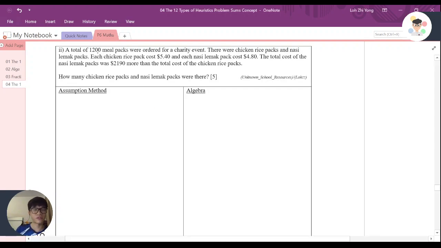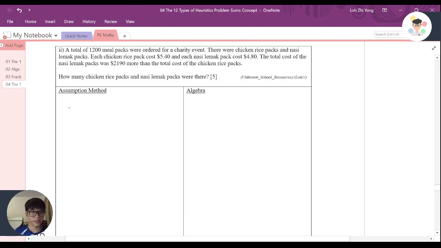A total of 1,200 meal packs were ordered for a charity event. There were chicken rice packs and nasi lemak packs. Each chicken rice pack costs $5.40 and each nasi lemak pack costs $4.80. The total cost of the nasi lemak packs was $2,190 more than the total cost of the chicken rice packs. How many chicken rice packs and nasi lemak packs were there?